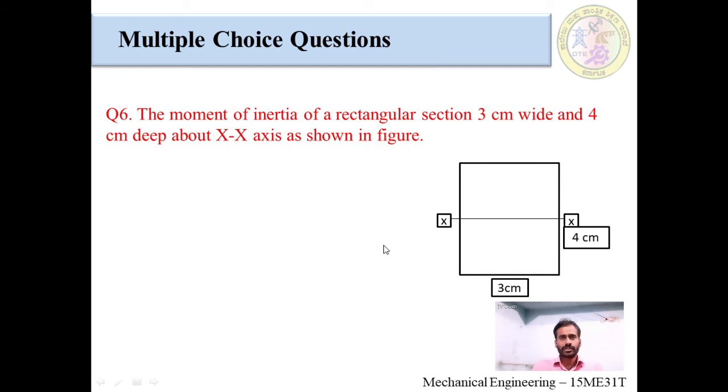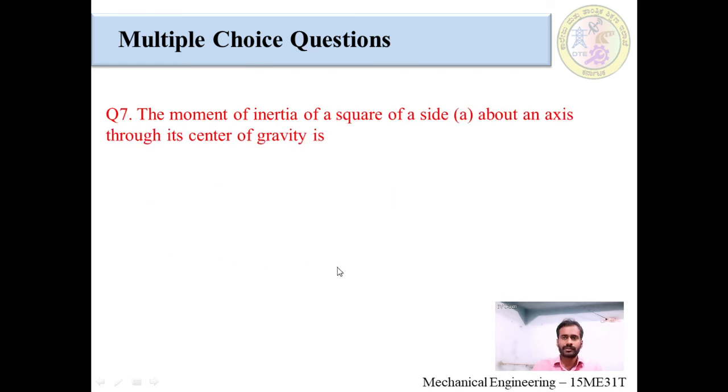Moving on to the sixth question: the moment of inertia of a rectangular section 3 cm wide, where the width is 3 cm, and 4 cm deep, the depth is 4 cm, about the x-axis as shown in the figure. We have to calculate Ixx. So calculate Ixx using the suitable formula, and choose the correct answer among the given options.